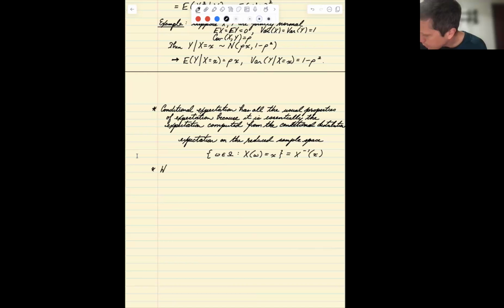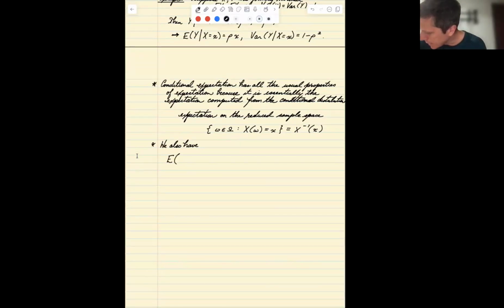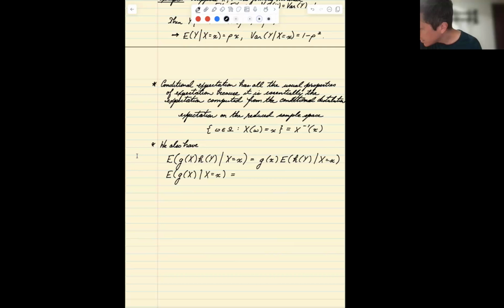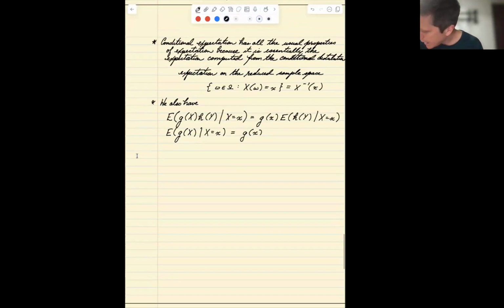And we also have that the conditional expectation of a product of functions, g of x times h of y, given x equals x, we can treat the x as a constant and pull it out of the expectation. So it's g of x times the conditional expectation of h of y given x equals x. The expectation of g of x given x equals x is just g of little x. And the expectation of y given x equals x is just the expectation of y when x is independent of y.